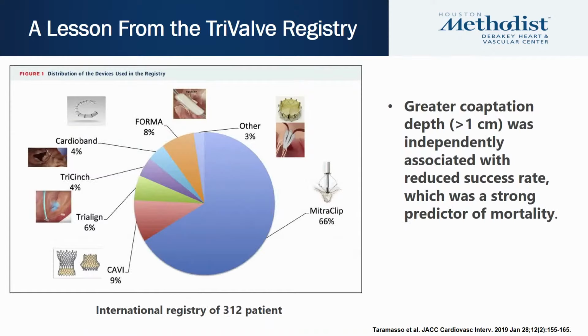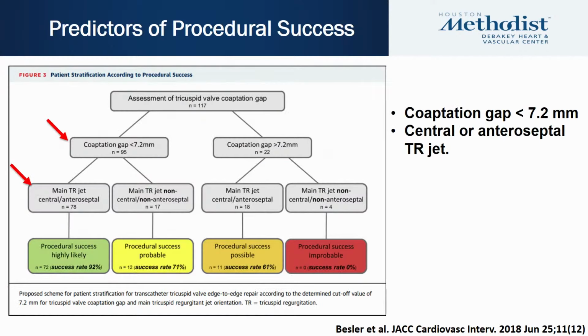And this is a figure from the TriValve registry, which is an international registry of 312 patients who underwent transcatheter tricuspid interventions. And the most commonly used device was the MitraClip for edge-to-edge repair. And this study showed that a coaptation depth of more than 1 centimeter was independently associated with reduced success rate, which was a strong predictor of mortality. So again, these are things that we look for when we're evaluating patients with TR. So coaptation depth, the coaptation gap, RV function, and the leaflet anatomy.